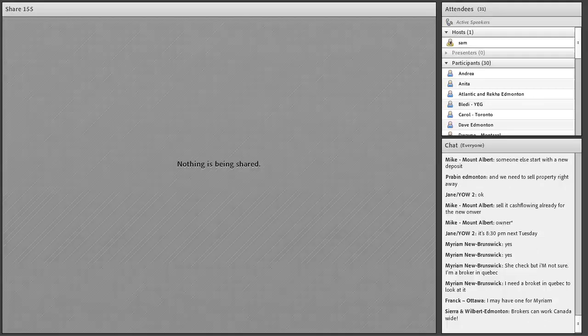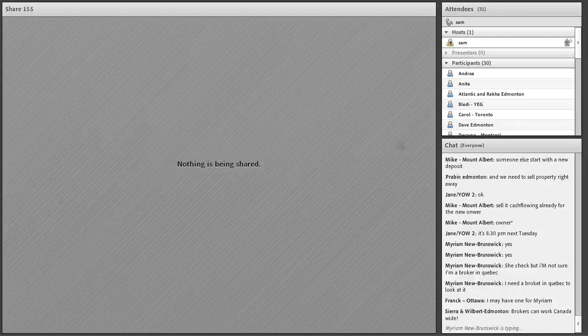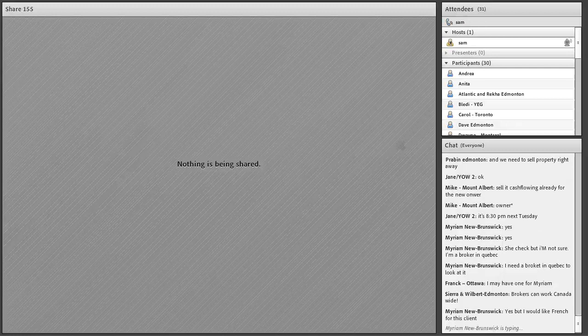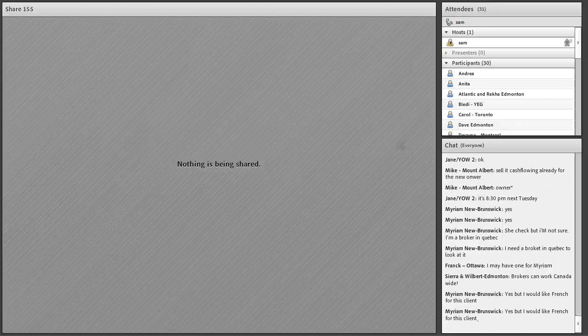Brokers can work. Yeah, you're right, Sarah. A lot of brokers can work Canada-wide. That being said, with Quebec, it might not be a bad idea to work with somebody local, even if you're in Alberta or any place. If you're looking local, it is a benefit. But yeah, you can pretty much work anywhere in Canada. Yeah, for sure. Not a bad idea. Locals are always good.